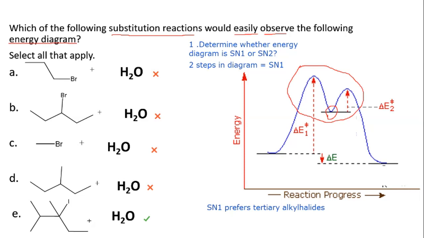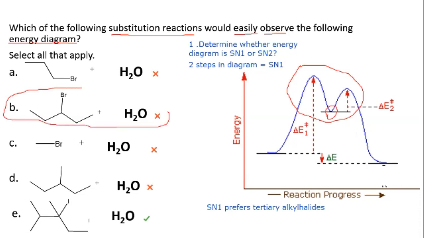The only other one that could possibly undergo SN1 would be B. But E is the correct answer. It would easily undergo an SN1 reaction because it's a tertiary alkyl halide.